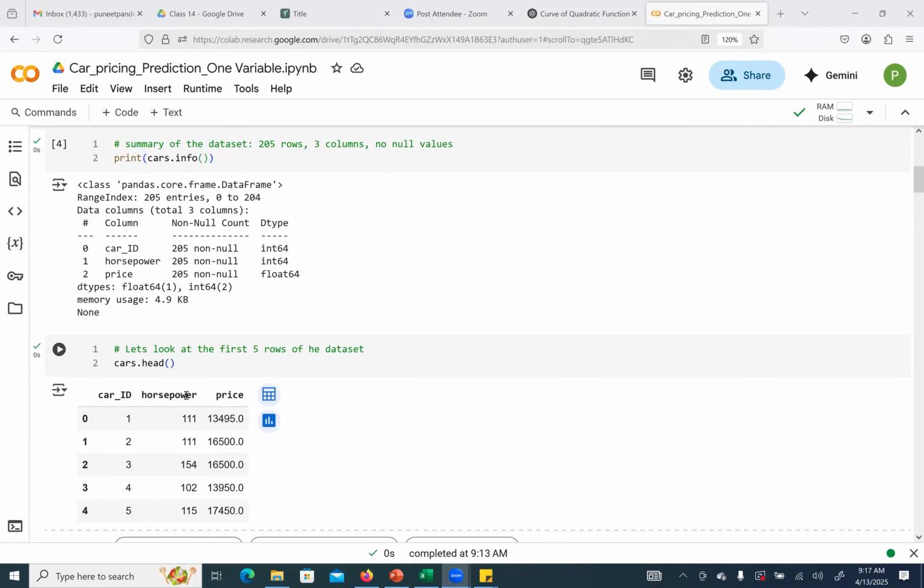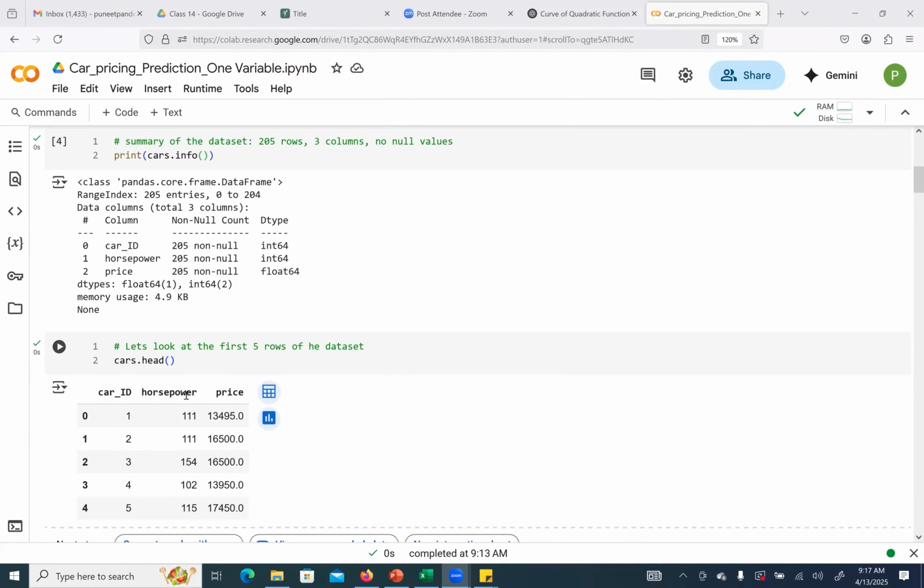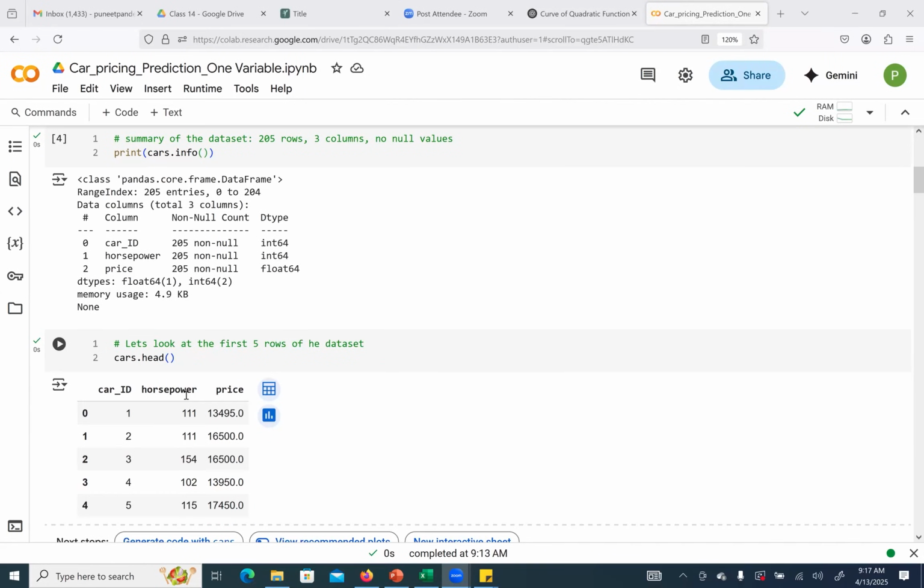Puneet, consider we have multiple columns. Are there methods that we can use to select which columns we need to choose, to increase the accuracy? So we do have that. When we discuss multilinear regression, we will discuss that part.